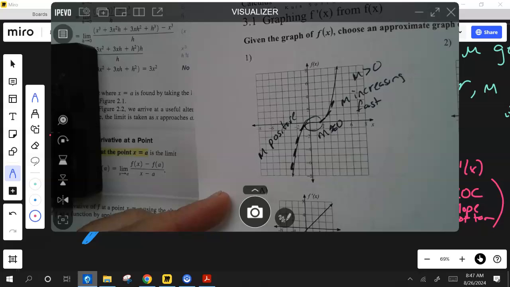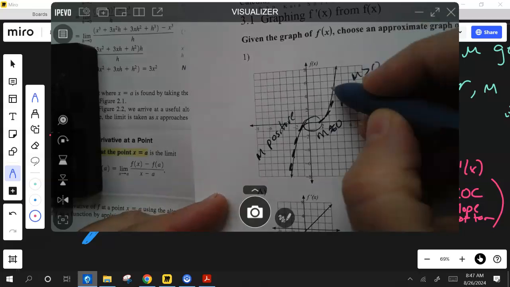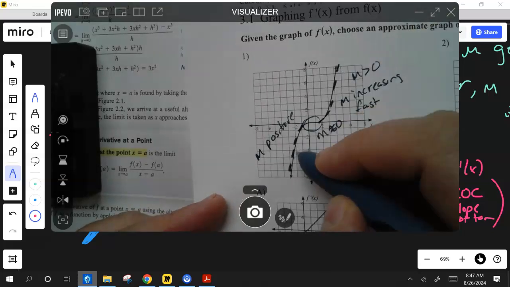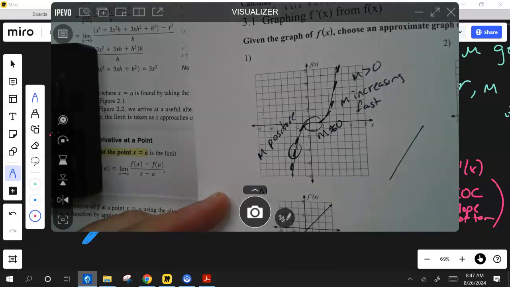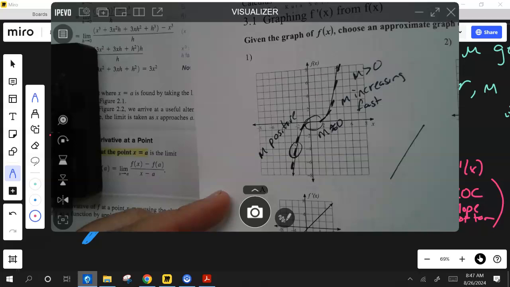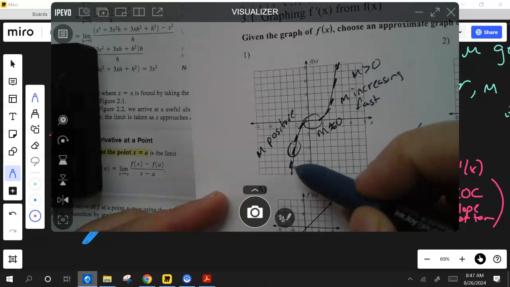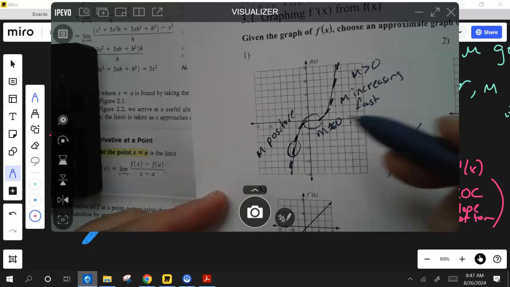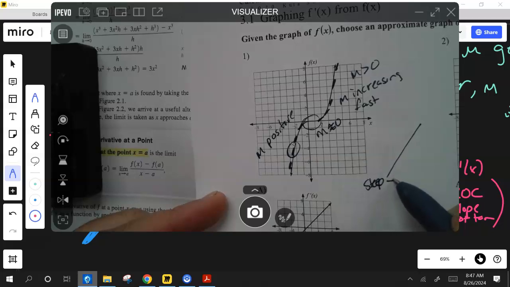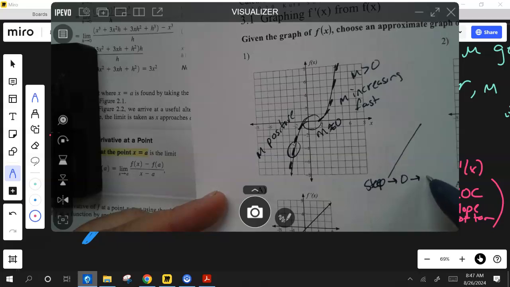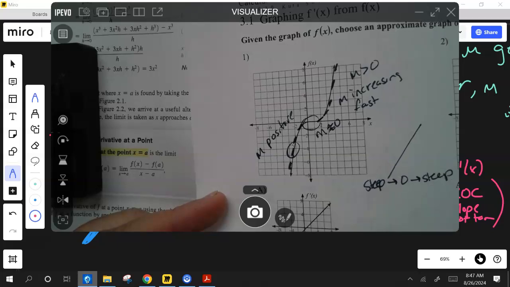If you draw little tan lines, if I just drew this line right here, would that have a positive slope or a negative slope? Positive slope. Okay? It's still positive. So I'm thinking, and look, it's evening out. So it starts out really steep, then to 0, then it starts getting really steep again.